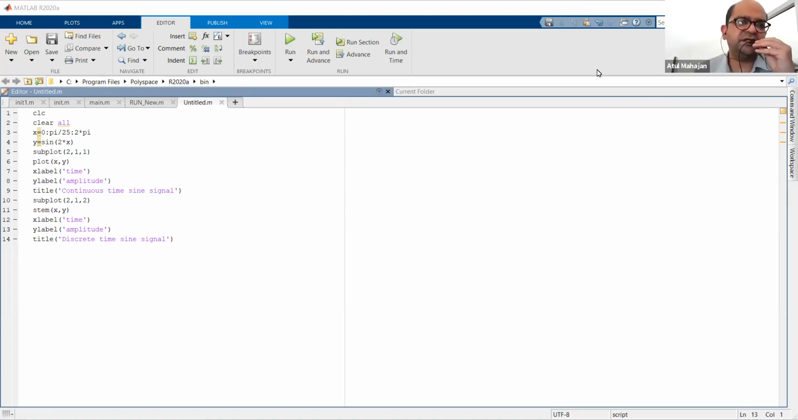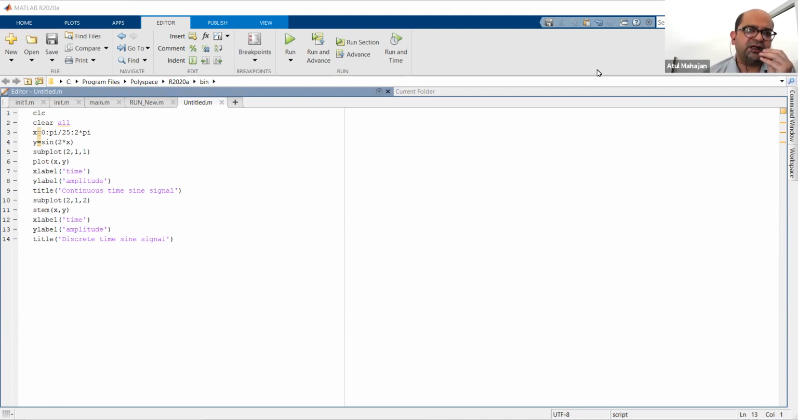Good morning, students. Today we will be doing a program in MATLAB for the generation of the sine wave, using the MATLAB feature of the software, for the continuous and discrete time sine signals. So we'll be generating the sine wave for the continuous as well as for the discrete time sine signals.